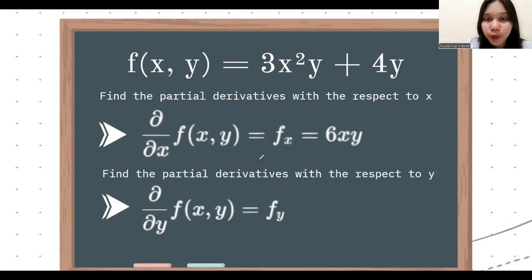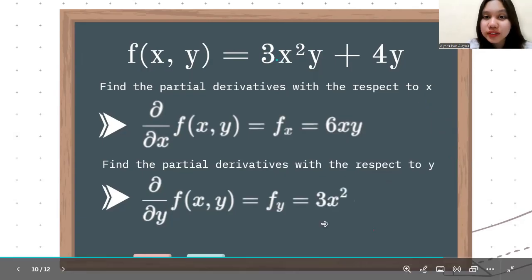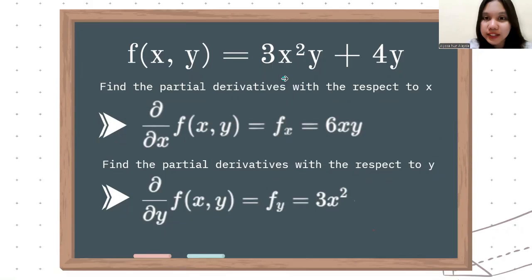So take a look at the function. At the first term, we get 3x squared y. We just need to focus on the y variable, so we can just differentiate it. The differentiation of y is 1. So the derivative of y is 1. Then we treat the 3x squared as a constant, so we could just write it down like this. For the first term, the partial derivative with respect to y is 3x squared.